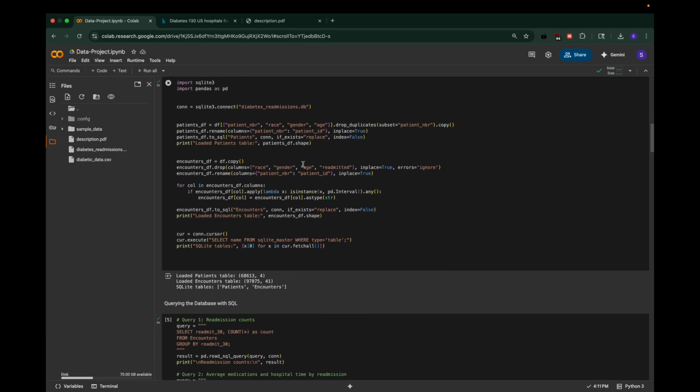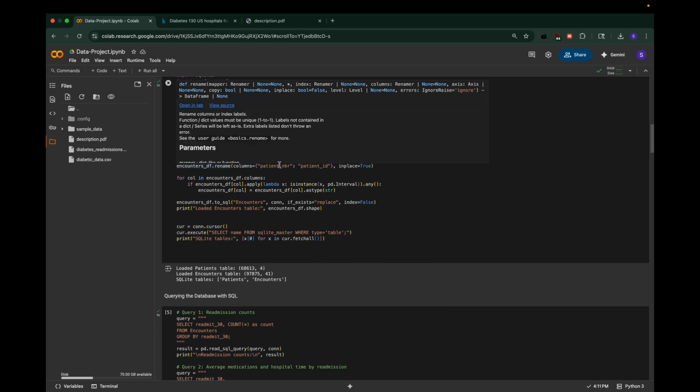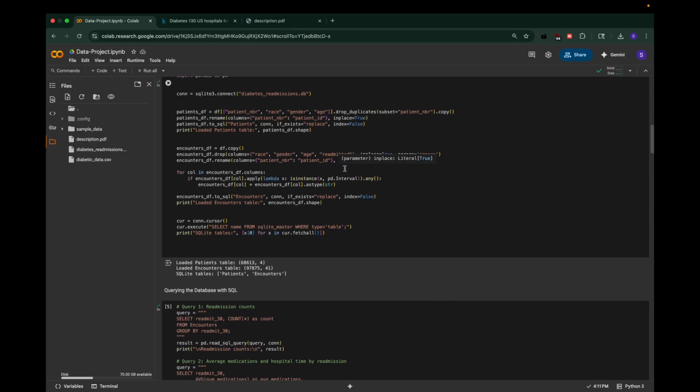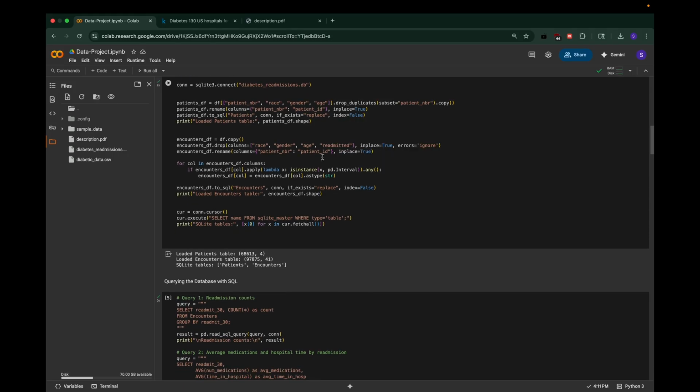Then I did the same thing with the encounters table. I removed all the demographic columns from the encounters table to avoid clashing if any of the columns are missing. Then I ensured the same consistency by replacing patient_nbr with patient ID.